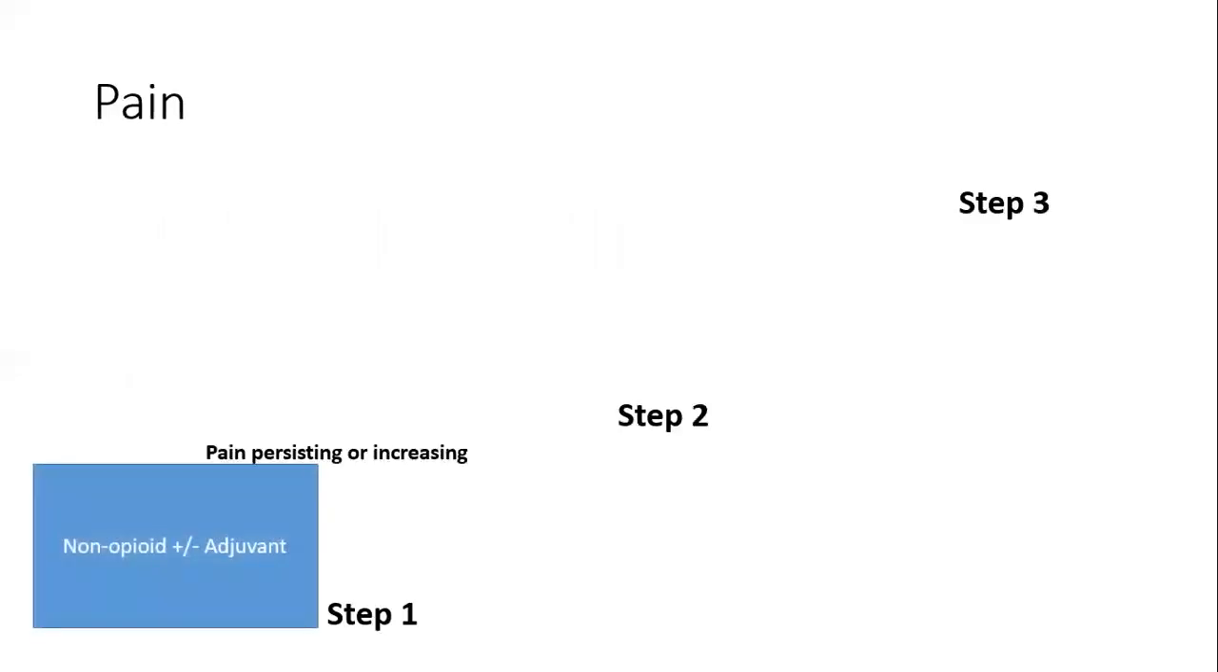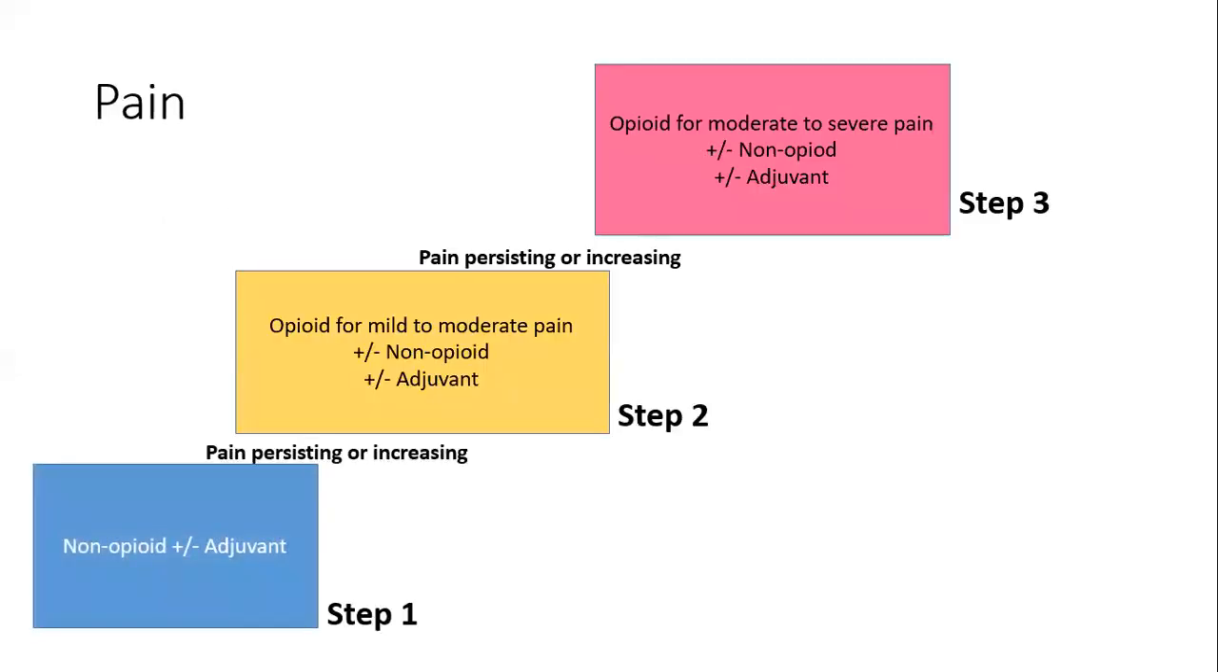So let's look at these steps on how we can help. You have your steps to pain. You want to do your non-opiate and your adjunct, which is going to be your step 1. Then we're going to go into your opiates, the mild, moderate pains. And then you have your opiate for your moderate to severe pain. So your step 3 is going to be like your IV pain medications, your higher level medications when you're looking at that.